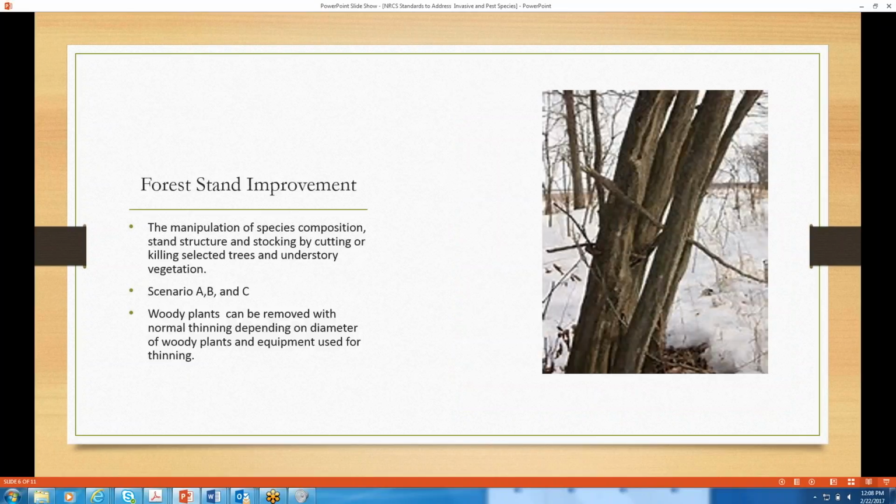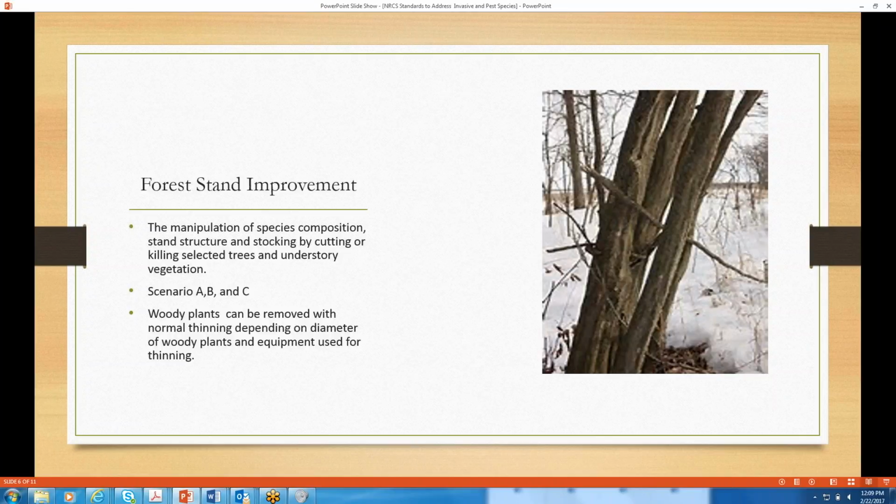The next one is a little more interesting because it's forest stand improvement, and this is the manipulation of species composition, stand structure, and stocking by cutting or killing selected trees and understory vegetation. You can use scenario A, B, or C for this.